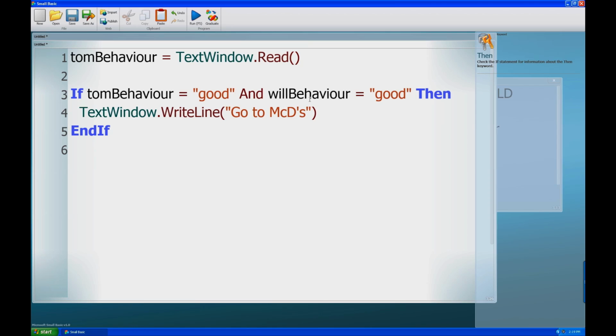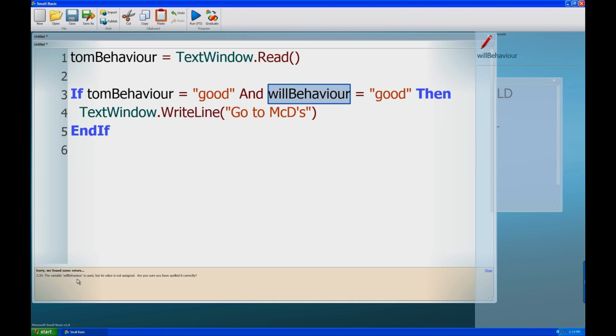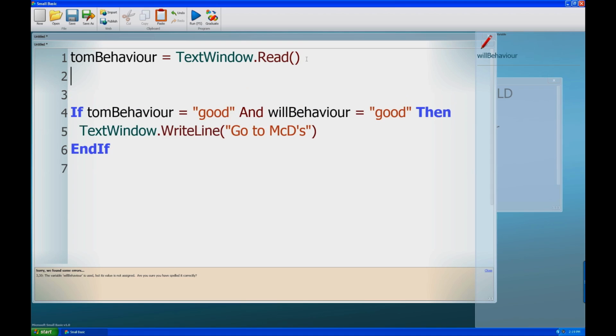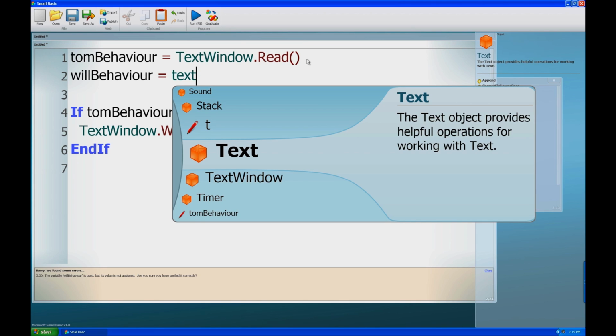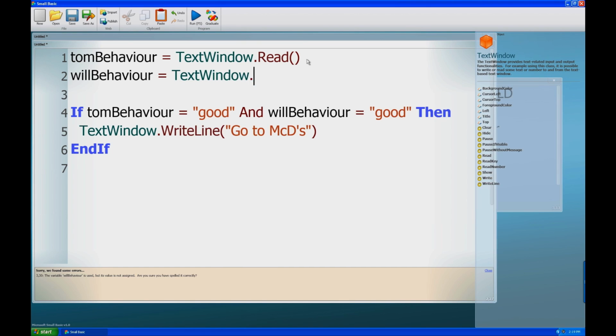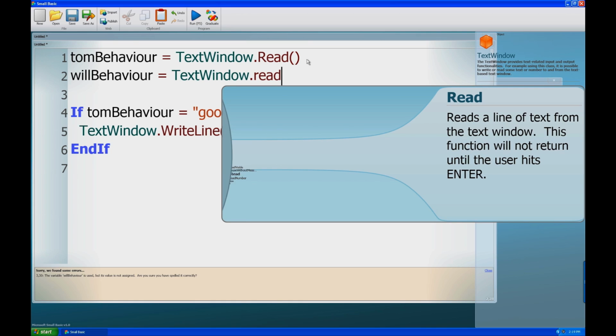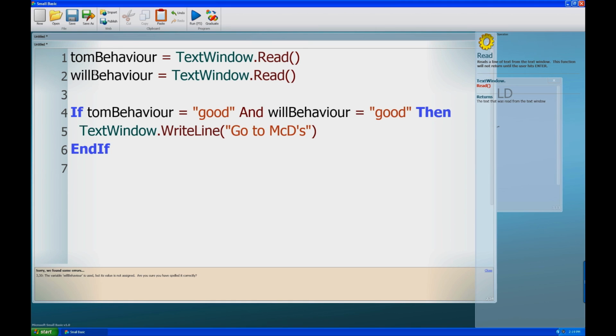So at the moment we don't ever actually set Will's behaviour. So if we run the program, we can see it says it's used, but its value is not assigned, so we need to assign it a value. So why don't we do that before in our program? Will behaviour. And again, we'll write that in. Text window dot read. So now it will ask me, then I type in my behaviour, Will's behaviour, and then it will tell us whether we can go to McDonald's.